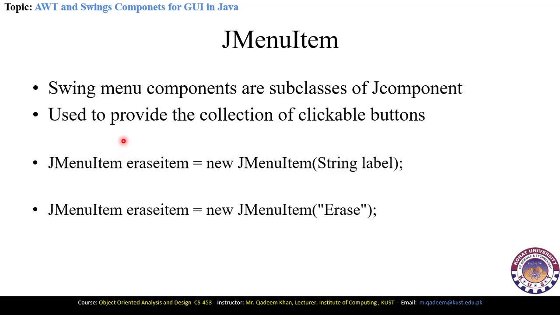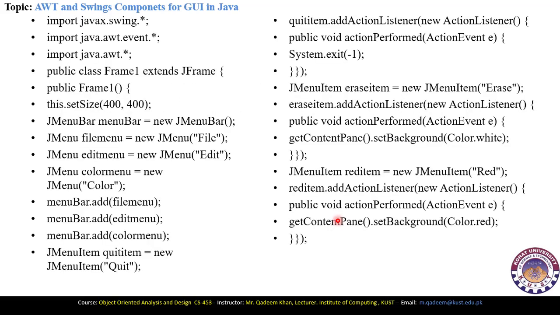JMenuItem has constructors. You can declare objects of the JMenuItem. So JMenuItem item = new JMenuItem(String label). Here you will provide the string, and the string will be used to define the label on the JMenuItem. Similarly, this is the erase button. When it is clicked, it will erase the drawings.